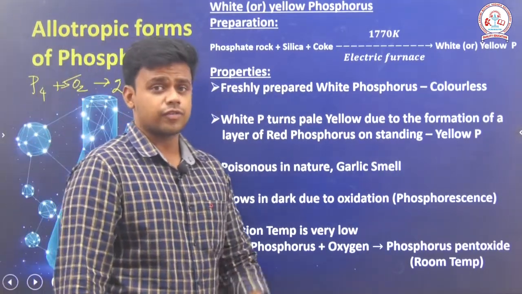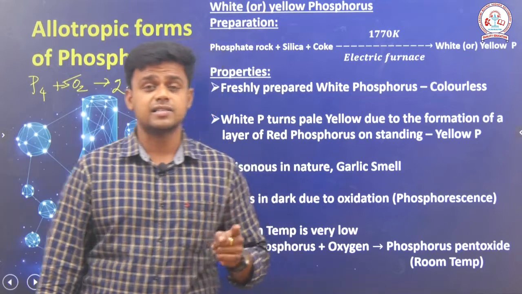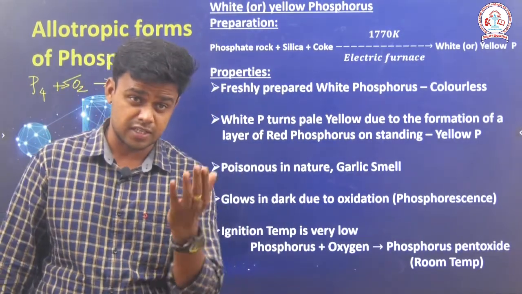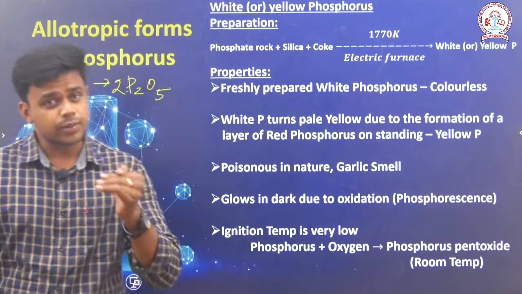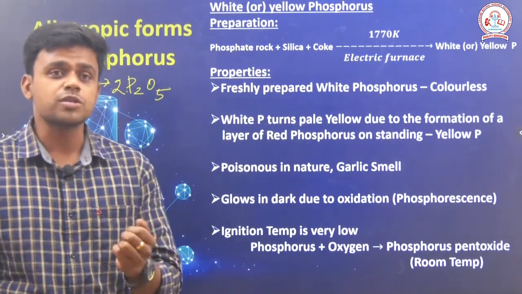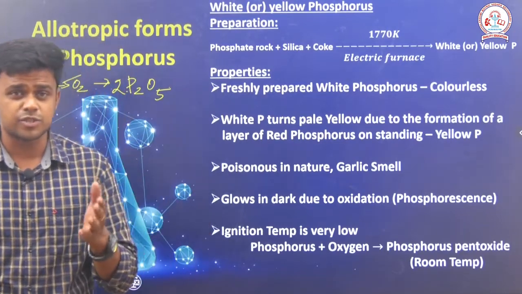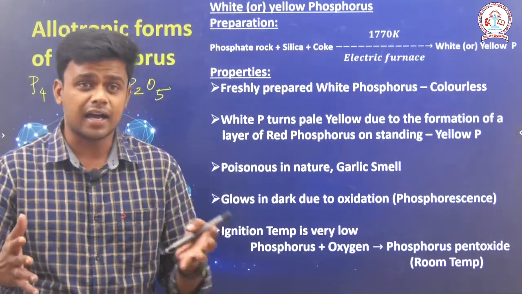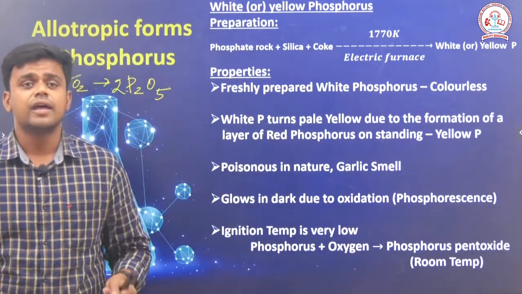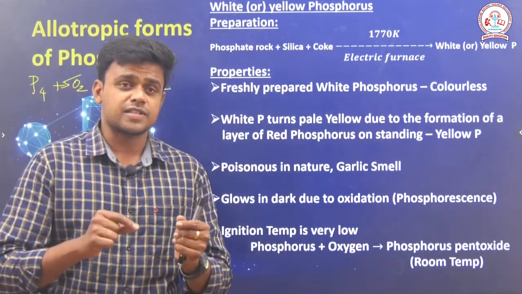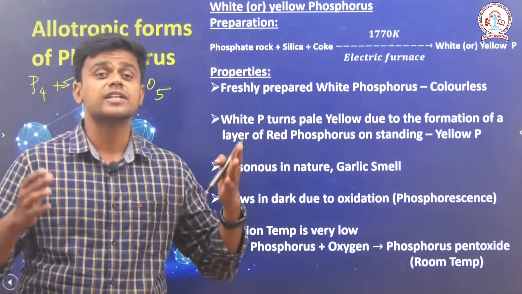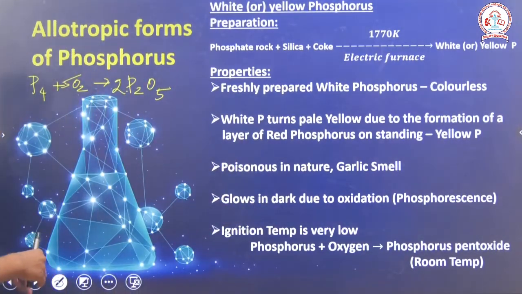Coming again, freshly prepared phosphorus will be colorless. It appears yellow because of the formation of a red layer of phosphorus in the white phosphorus, and it is quite poisonous and capable of exhibiting garlic smell. It shows a peculiar property called phosphorescence, which means it is capable of glowing in the dark, and it can ignite at very low temperature itself. And this phosphorus is capable of reacting with molecular oxygen and forms phosphorus pentoxide even at room temperature itself.